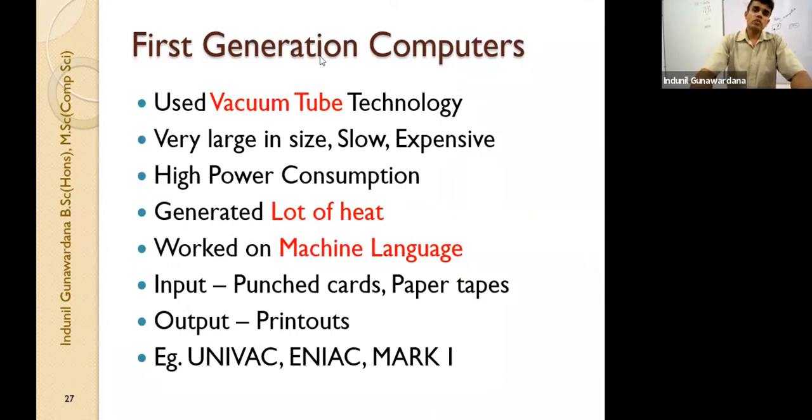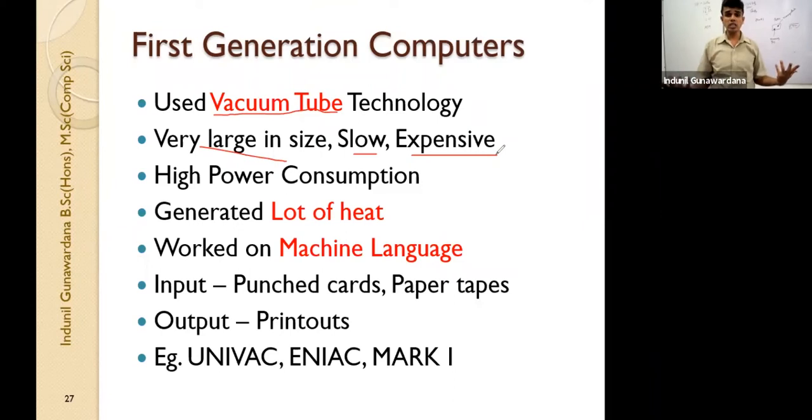Right, we'll go to the first generation computers. They are completely based on vacuum tubes. That's the rule to be in the first generation. They are very large in size, slow, expensive. During that time they were made in huge sizes, in large rooms, with huge expenses. They consumed high power, and lots of heat was made.